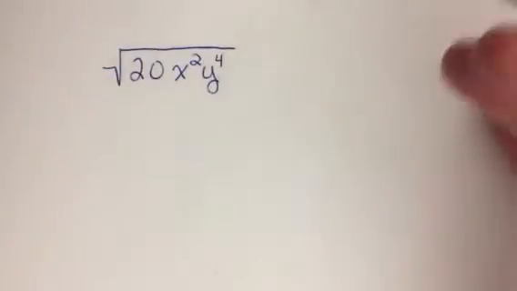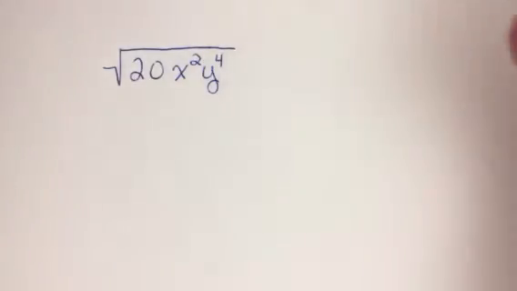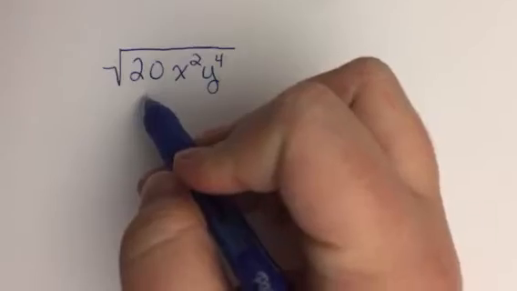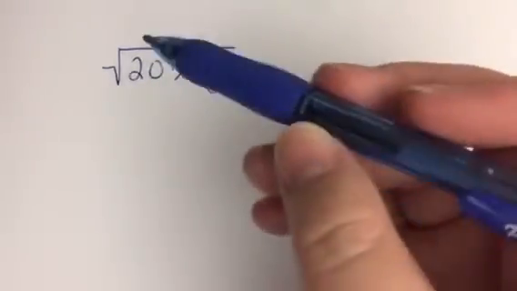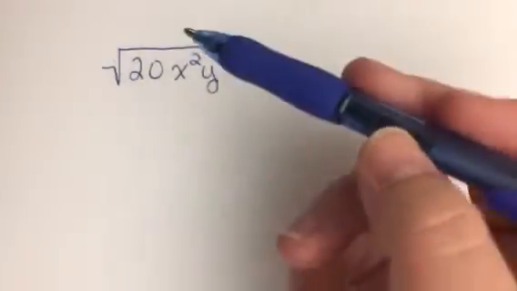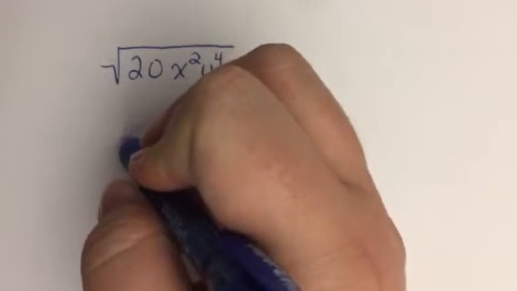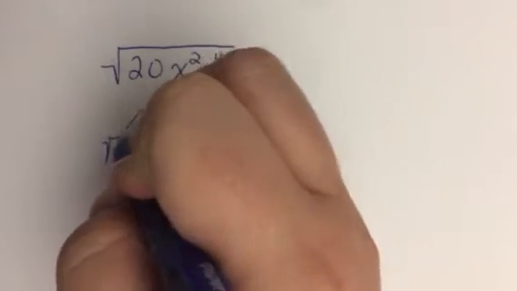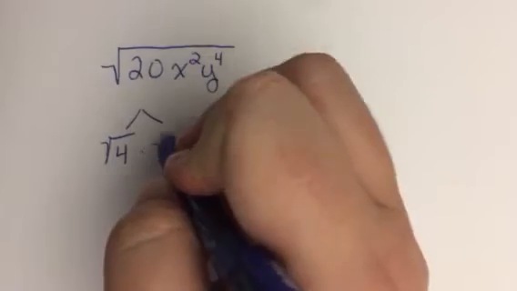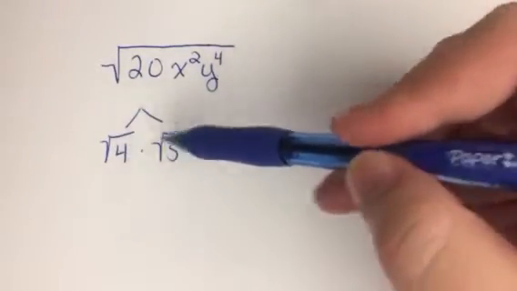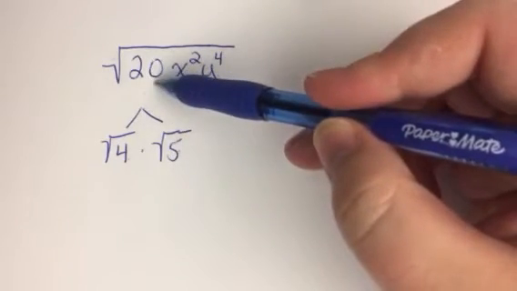Of course, we want to break the 20 up into factors and try to find a factor of 20 that is a perfect square, because that's going to help us out. Knowing my factors of 20, we have 1 and 20, 2 and 10, and 4 and 5. 4 is a perfect square, so I'm going to break 20 up into the square root of 4 times the square root of 5. The square root of 4 times the square root of 5 is going to be the square root of 20.